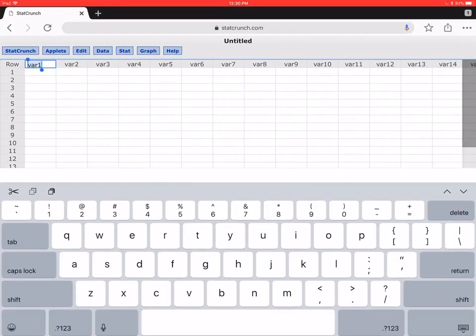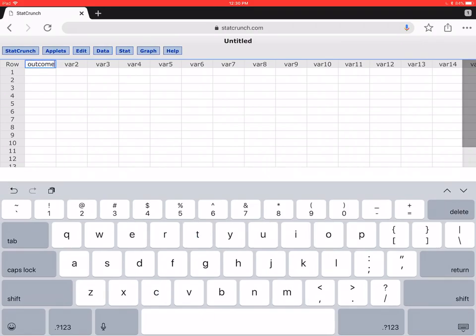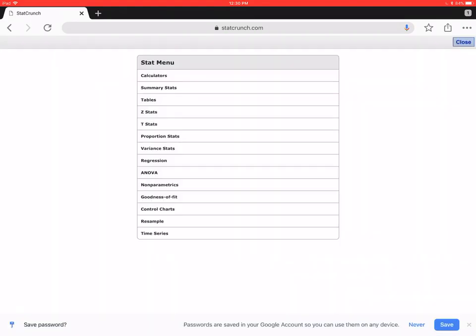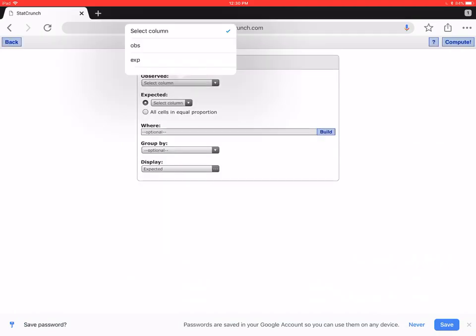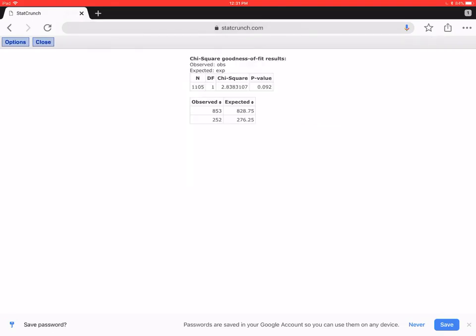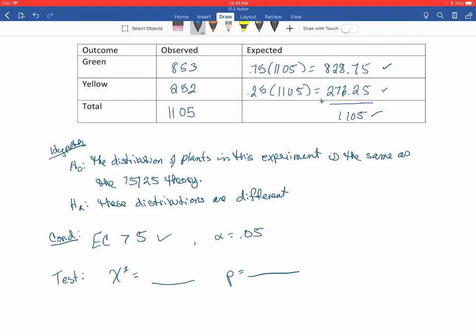I don't have anything for this, so I'm just going to type it in. I have my outcomes, and my outcomes are either green or yellow. And then I've got what I observed: I observed 853, 252, while I expected 828.75 and 276.25. Once I type that in, I can go under Stat, Goodness of fit, Chi-squared, choose my observed, choose my expected, and then run it. And I'm going to go back and record my chi-squared and my p-value. So my chi-squared value is 2.84, and my p-value is 0.092.